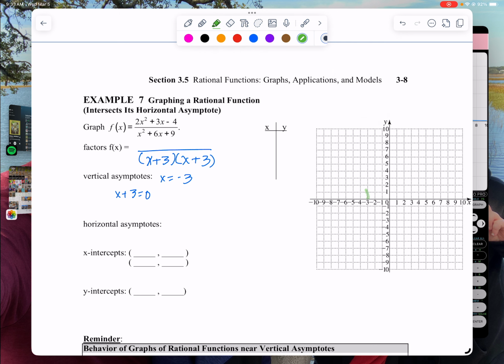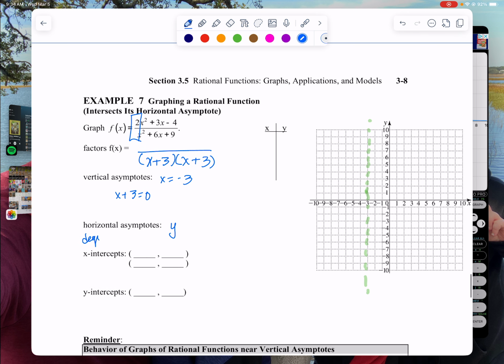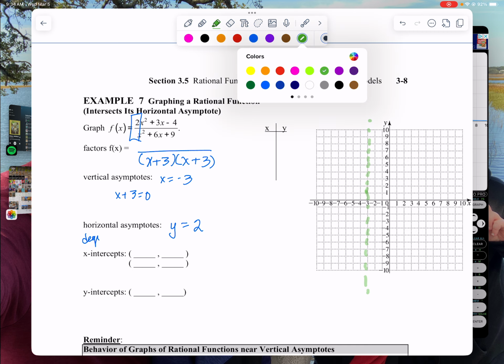My horizontal, notice that I just look at my degrees. My degrees, they're the same, so I just do 2 over 1. So y is equal to 2. So let's make my horizontal asymptote. It looks innocent enough right now.